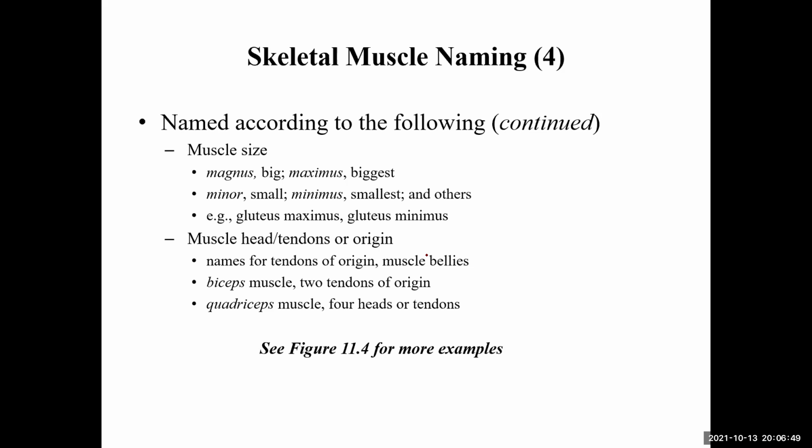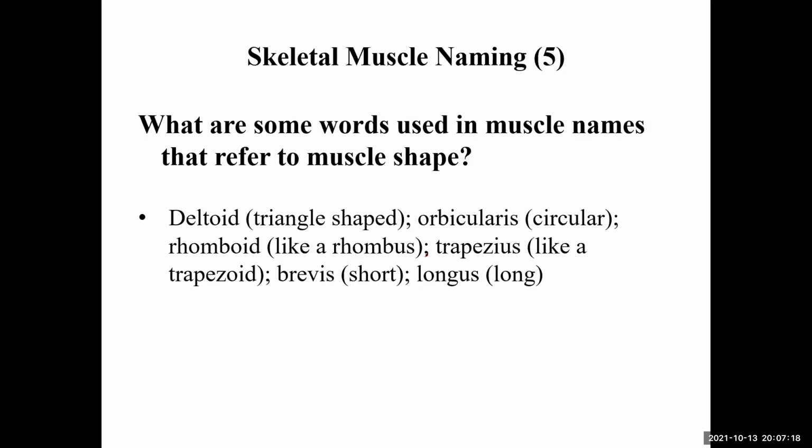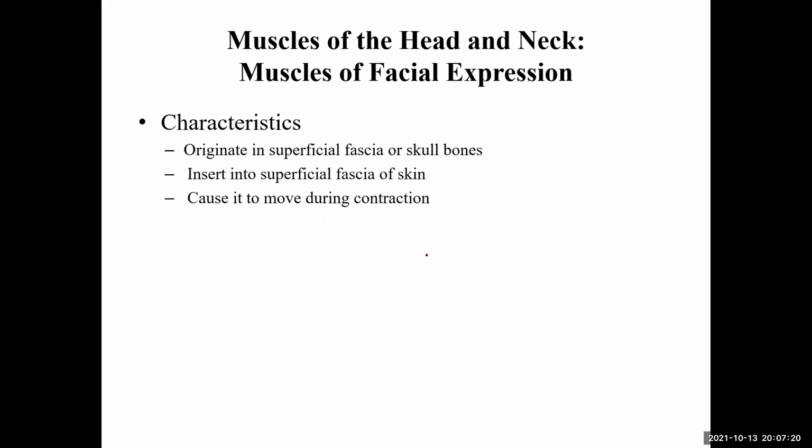And then we have muscle heads, or how many tendons we have for the origin. So when we talk about the tendons of the origin, and our muscle bellies, for example, the biceps brachii muscle, biceps, 2 heads, triceps, 3 heads, quadriceps, 4 heads. You're going to see some of these terms that give you a decent idea as to how we name some of these muscles. So I want to roll through and talk about some of these muscles, and then we'll label them.